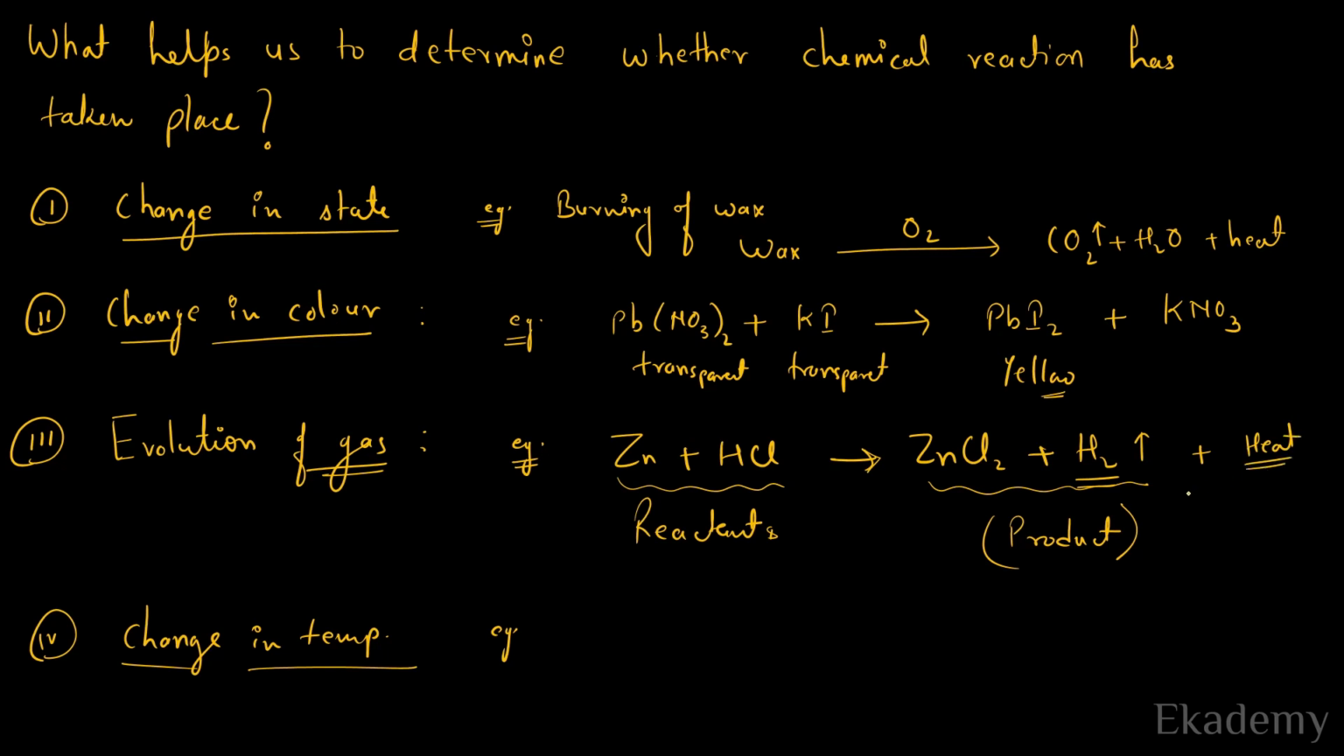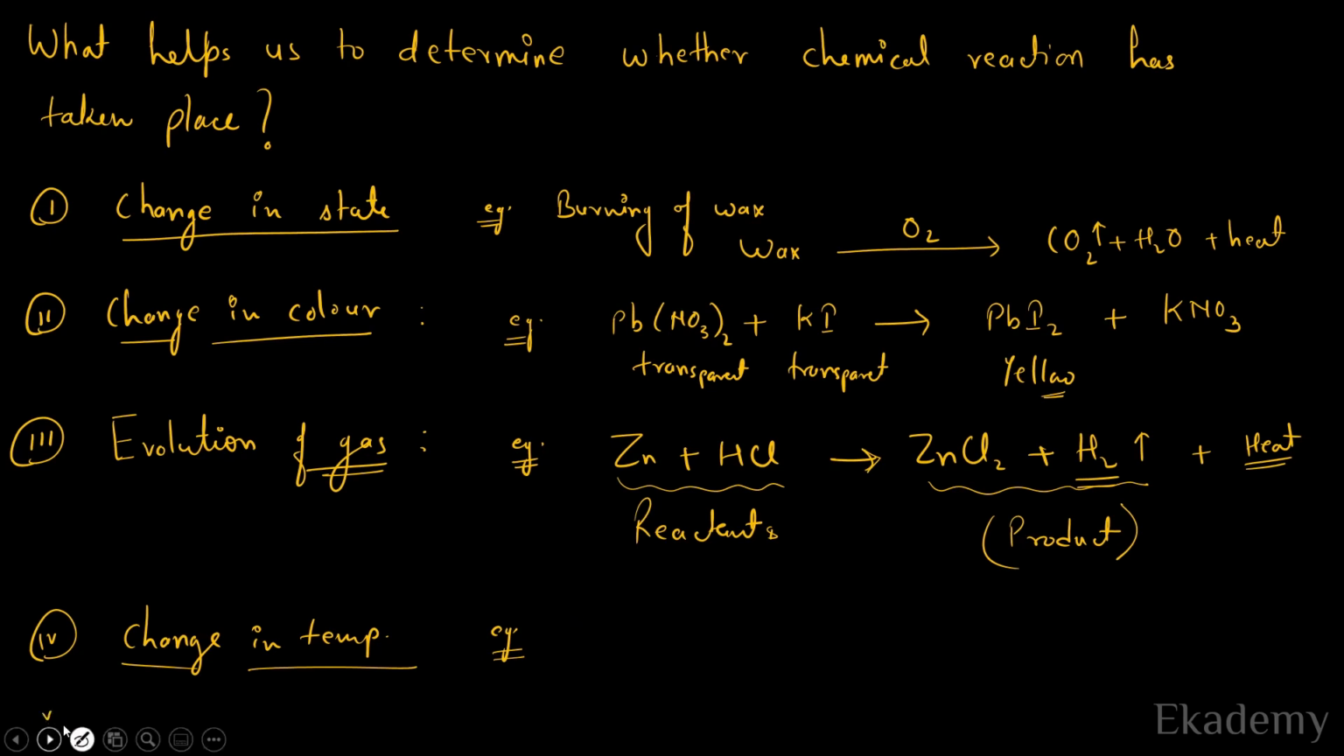It generates a lot of heat. You can feel this heat. If you touch that boiling tube or test tube, you will feel that heat. It becomes very hot. The surface of that test tube becomes very hot. So this is again a parameter to determine whether a chemical reaction has taken place or not. So you can again quote the same example here.